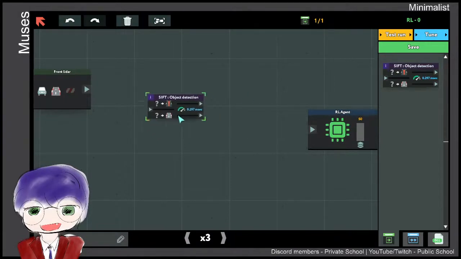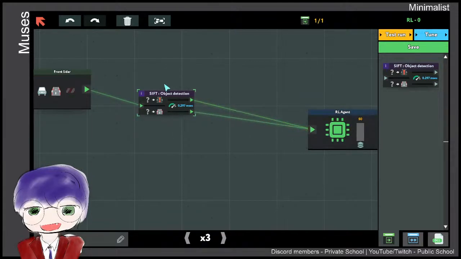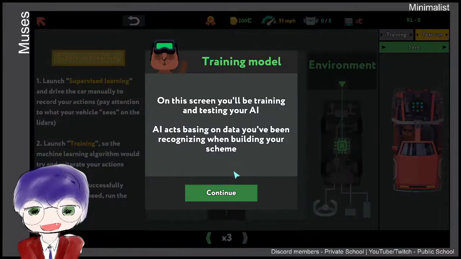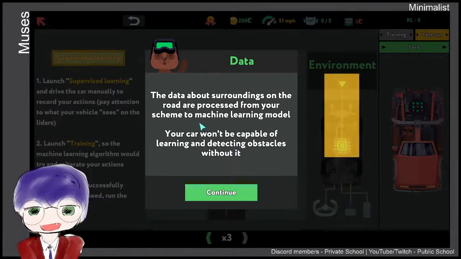Yeah, so you're supposed to recognize these things, and you're supposed to then tune it in such a way that the RL agent is able to understand what these things are. Does that kind of make sense? So it's just one in, one out, but this thing, you have to tune this. Training and testing, yeah, it acts based on data you've been recognizing when you're building a scheme. Our process from the scheme, blah blah blah. Your car won't be capable of learning it.